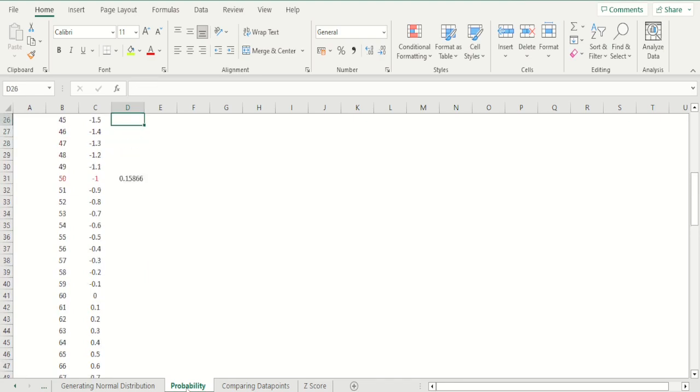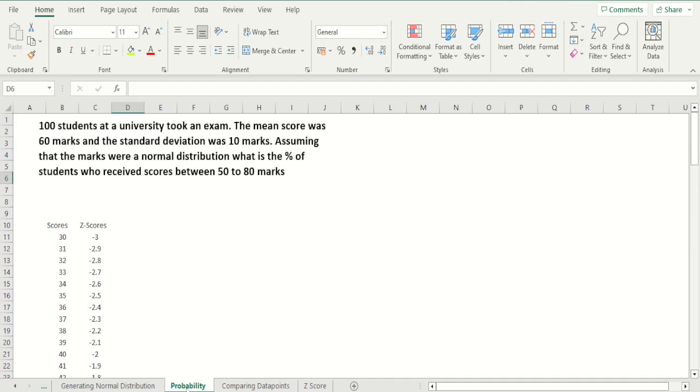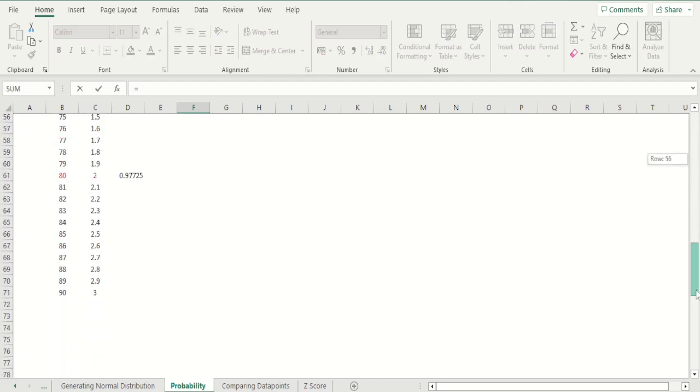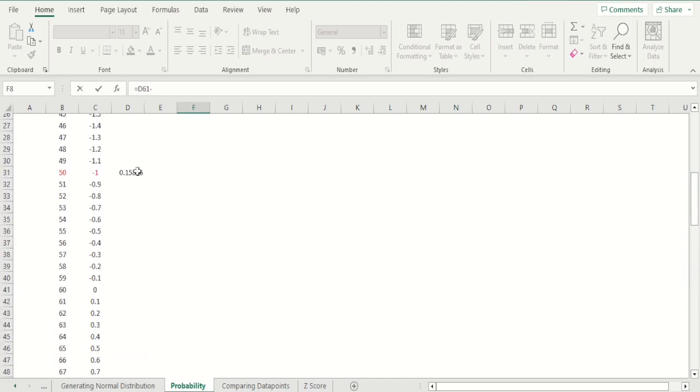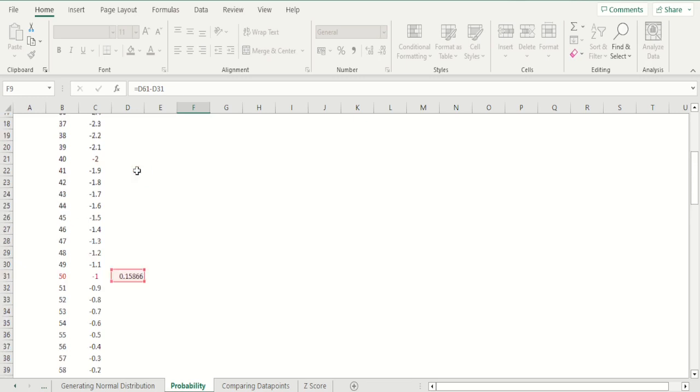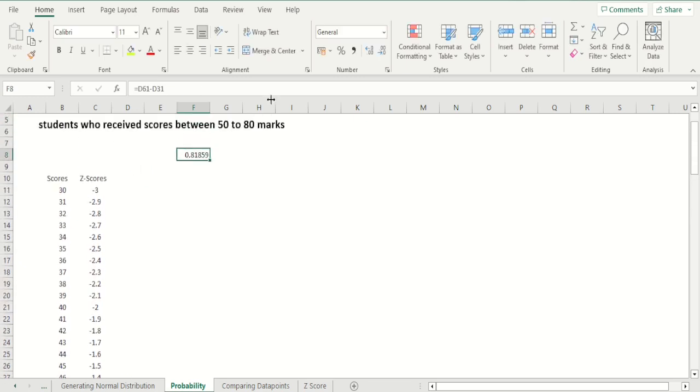Now, in order to get the percentage of students between these two, what we have to do is just subtract these two numbers. So let's subtract both of these. So for 80, the z-score of 2, this was the percentage. And for 50 marks, which has a z-score of -1, this is the percentage. So if we subtract both of them, we will get the percentage between both of those. So here we are, and then just convert it to percentage. So that tells us that roughly 82%, or to be more precise, 81.86% of the students would have got marks between 50 to 80.